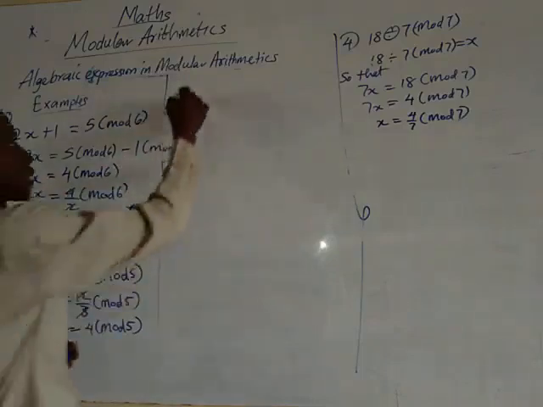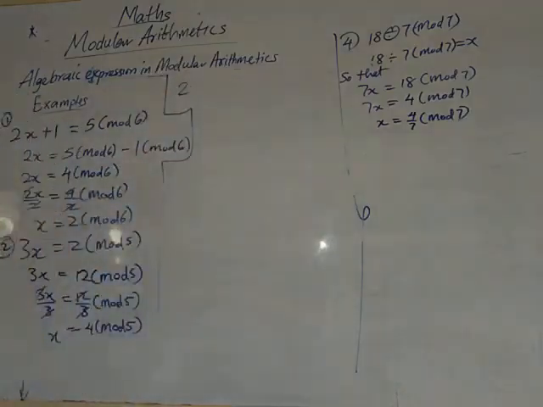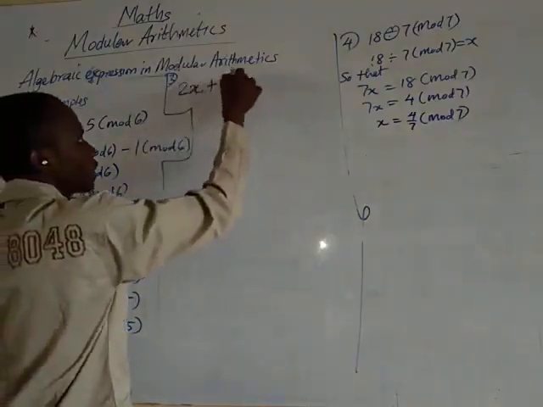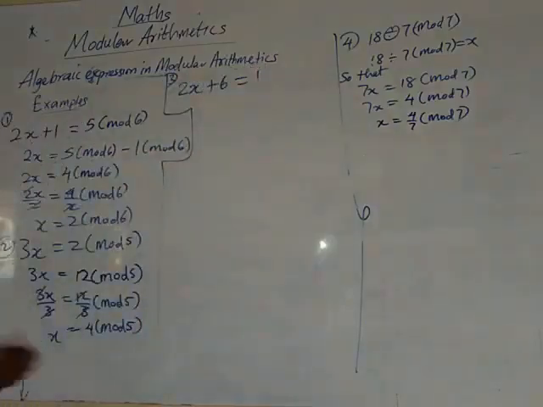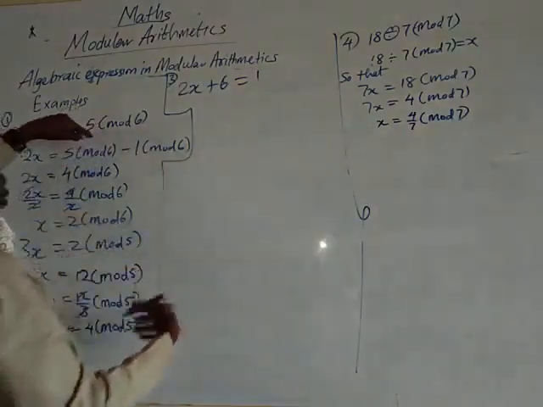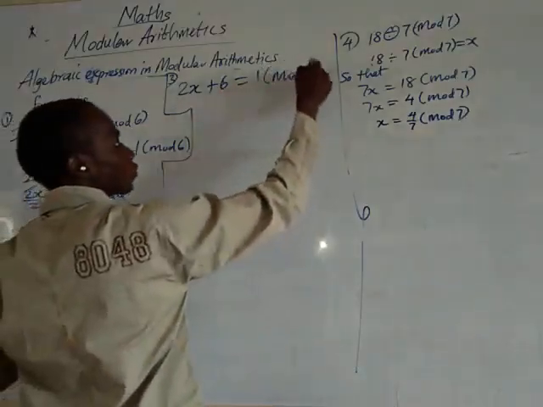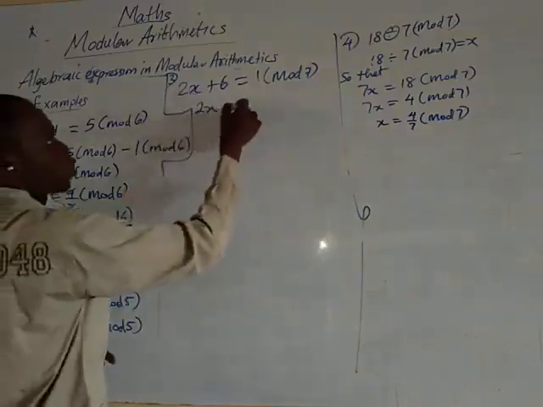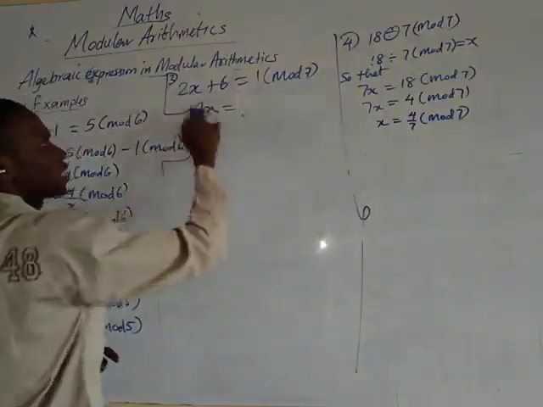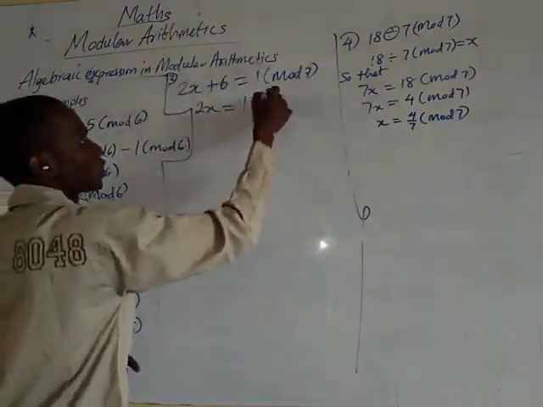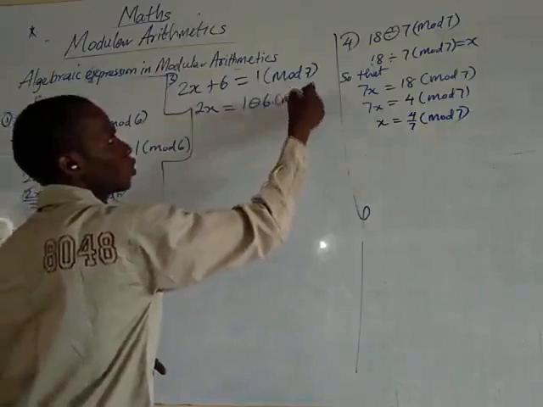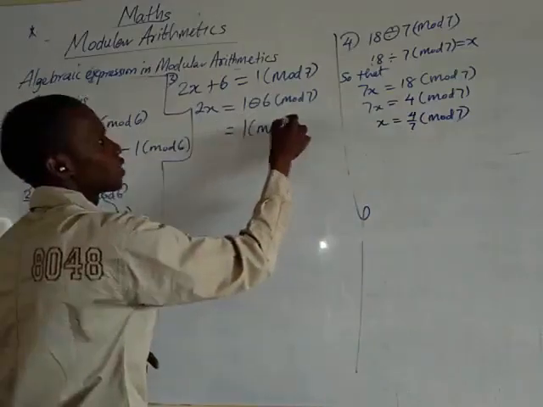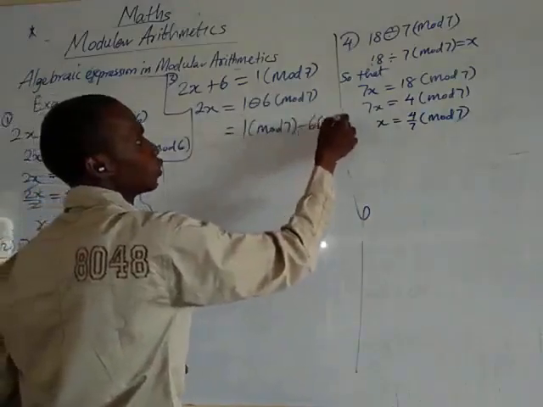If I have 2x, we have done something of 2x again. Okay, let's just move on. 2x plus 6 equals 1, and that should be taken to mod 7. Just like we did, this was mod 6, this was mod 5, let's do this in mod 7. Having this in mod 7, 6 is going to the other side, so I'll be having 1 minus 6 mod 7. Instead of that, I would prefer to have 1 mod 7 minus 6 mod 7.